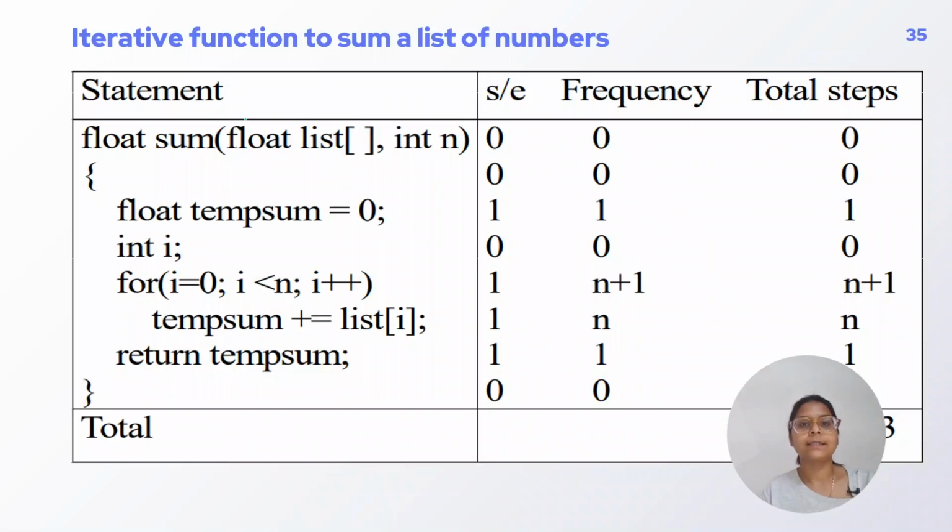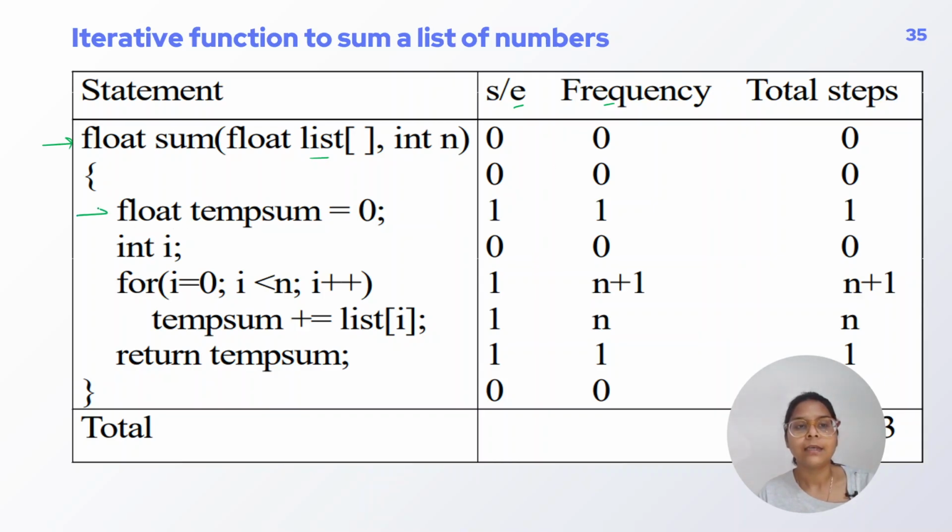Now see the next example. If you have to find the time complexity for the iterative function to sum a list of numbers, you have a list of numbers as a float list and you just have to sum all the numbers. First of all, you have to write the instruction, the frequency, and the total number of steps. When the function is called, this statement is just a function call, so the frequency will be 0, total steps will be 0. This is the opening bracket, also 0.